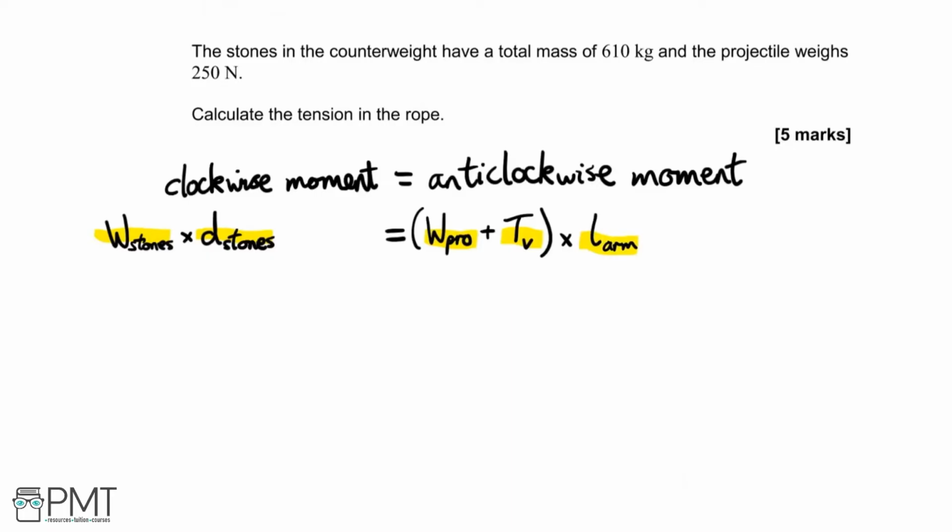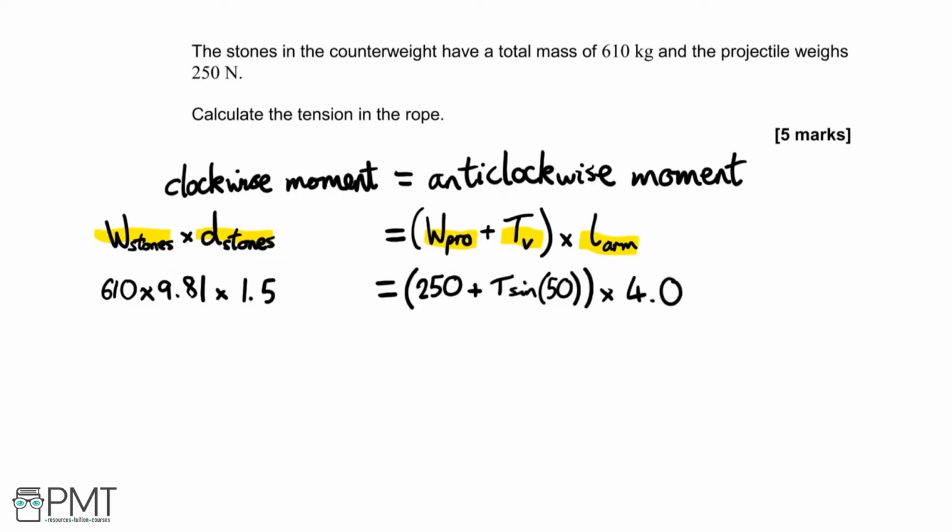Now you'll notice that the 2 forces in the anti-clockwise moment both act at the same point, so we can add both of those moments together and factorize so they're both multiplied by the length of the arm. So let's now substitute in our values. You'll notice that the only unknown there is the tension, which is what we're trying to find. So then the rest of the marks will be achieved by calculating that value of tension by rearranging. So let's do that.